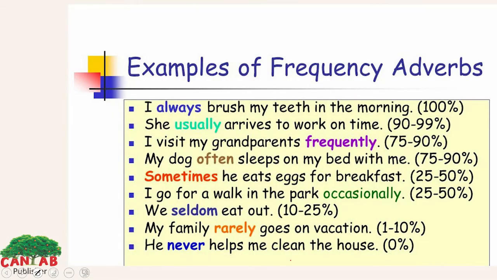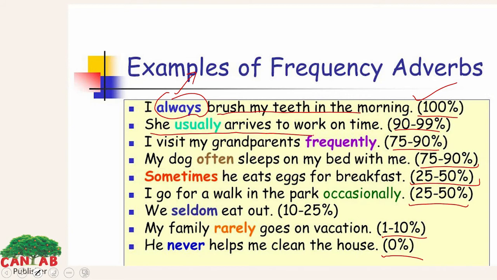Examples of frequency adverbs here, the percentage of every adverb of frequency is given in the brackets here. You can see, if I say I always brush my teeth in the morning, always means I always do this in the morning. So it's 100% because I am always doing it. The always is here an adverb of frequency. It tells you to which extent the action is done.